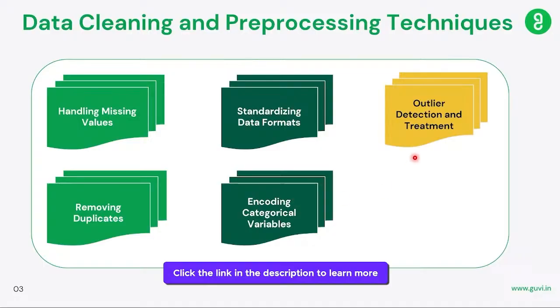So, outlier detection and treatment. Whenever there is an outlier, it's very important to treat the outlier and remove it, or treat it in such a way that the outliers are removed from the dataset.